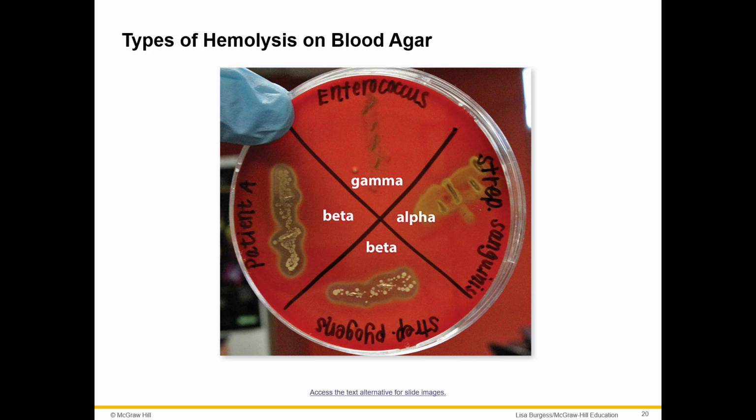This is a picture of some plates with examples of hemolytic and non-hemolytic bacteria. Enterococcus does not digest the red blood cells, so that is gamma hemolytic. This one does partially, so you can see alpha hemolysis occurring here. And then these two you can see straight through the agar plate, so those are beta hemolytic.